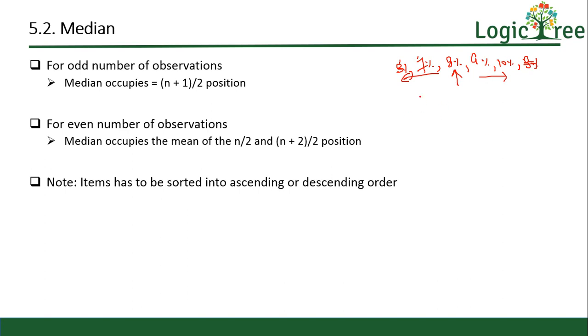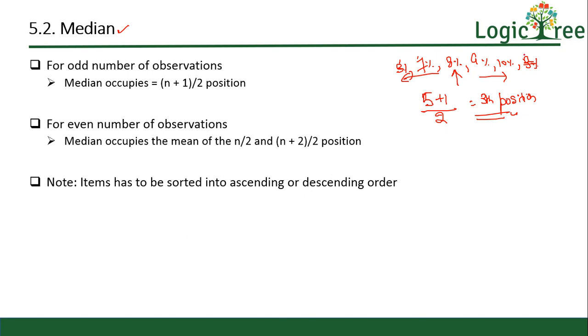So the simple formula is the number of observations, that is 5, plus 1, divided by 2. So it turns out that the third position will act as my median.